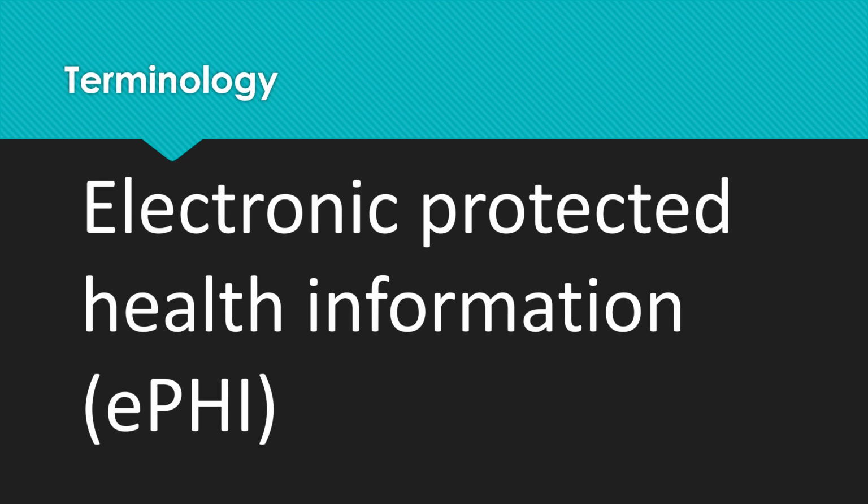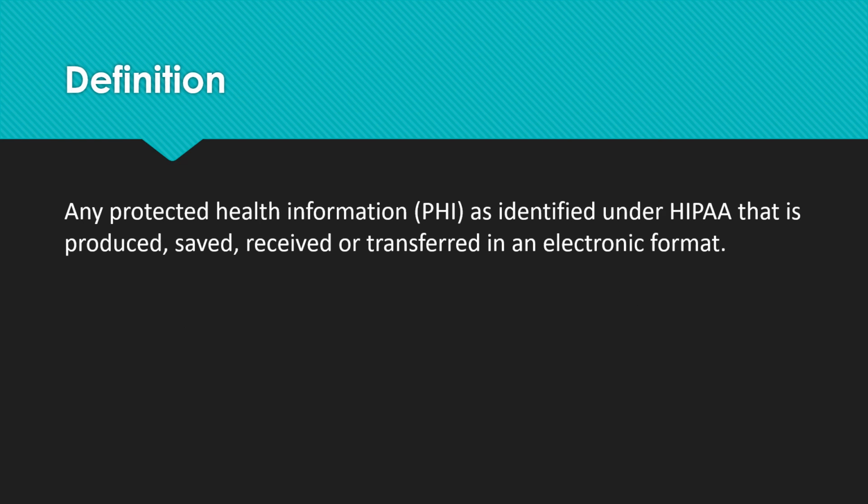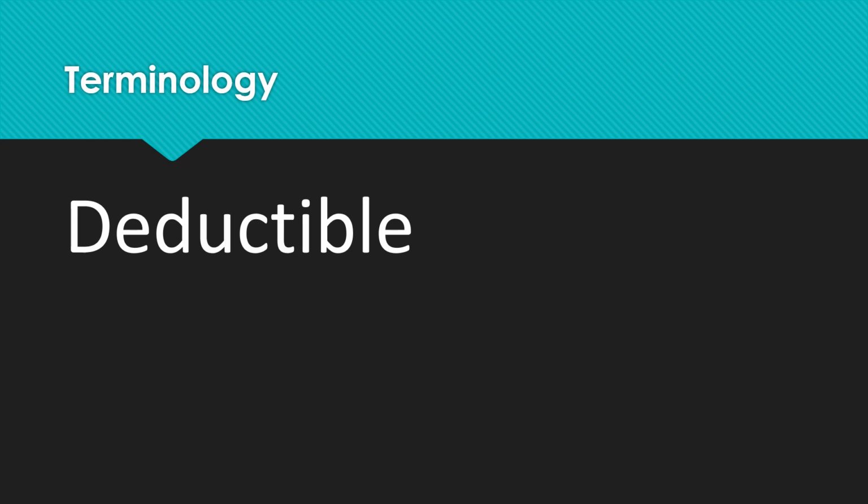Electronic Protected Health Information, EPHI. Any protected health information, PHI, as identified under HIPAA, that is produced, saved, received, or transferred in an electronic format.